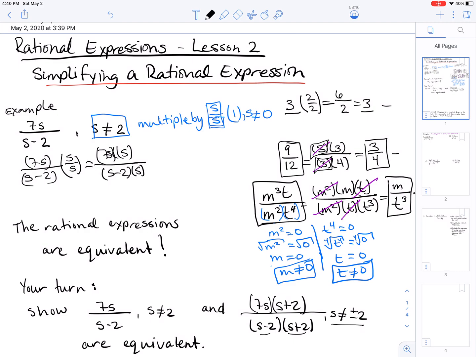Oh, now I see, Miss Carla, because I have s here, and if it's 0, my whole expression on the bottom is 0, so that's an undefined number. And s minus 2 is what they've given me already, so I can't have 2 minus 2, because then that creates 0. So 7s squared over s squared minus 2s is equivalent to 7s over s minus 2. I have created an equivalent expression by multiplying by s divided by s.